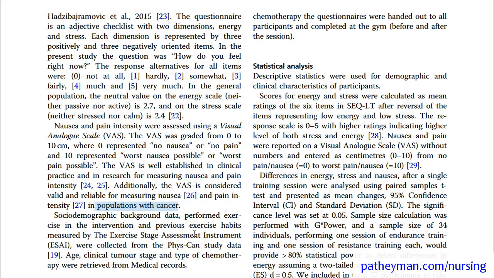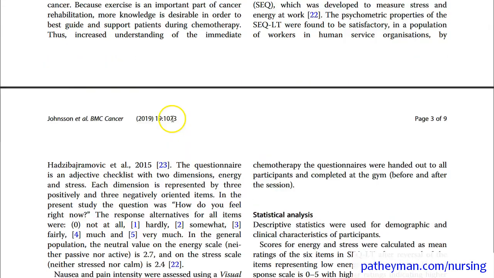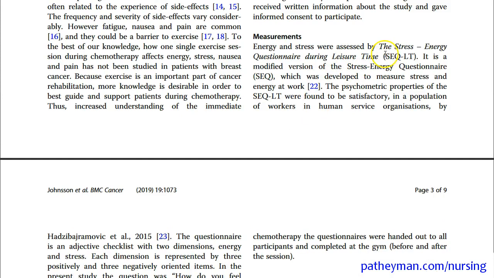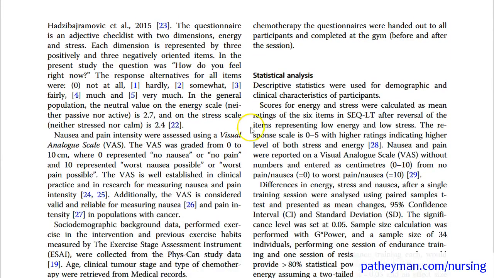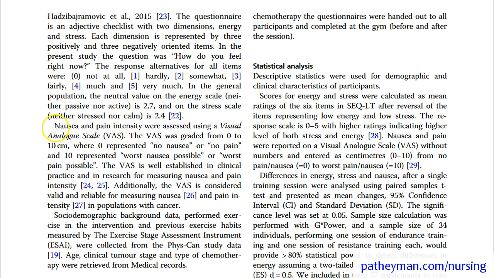So your four main response variables: energy and stress were measured with one particular measurement, the SEQ-LT, and that is going to be a summed scale. And then the nausea and pain intensity were assessed using the visual analog scale, which is a form of ordinal data.